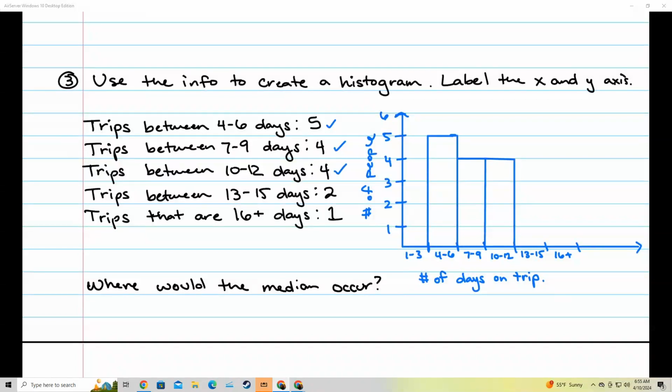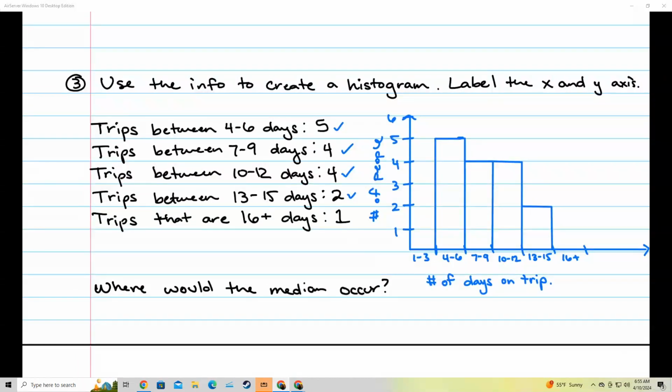On a 13 to 15 day trip, there were 2 people who went. So here's 13 to 15, and I need to go up 2 units. And then the last one, there was only 1 person who went on a 16 or more day trip. So we're going to go ahead and draw this rectangle going up only 1 unit.